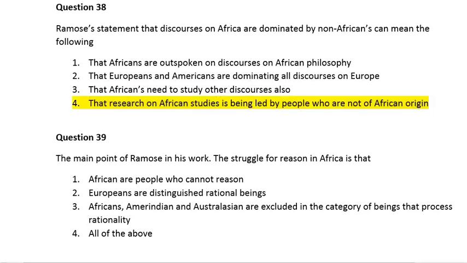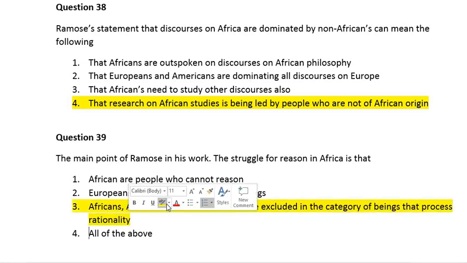Question 39. The main point of Ramose in his work, The Struggle for Reason in Africa, is that number 1, Africans are people who cannot research. Number 2, Europeans are distinguished rational beings. Number 3, Africans, Amerindians and Australasians are excluded in the category of beings that possess rationality. Number 4, all of the above. So guys, here the correct answer is number 4, which is Africans, Amerindians and Australasians are excluded in the category of beings that possess rationality.